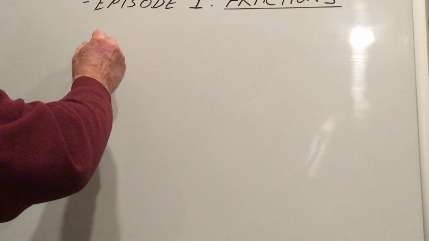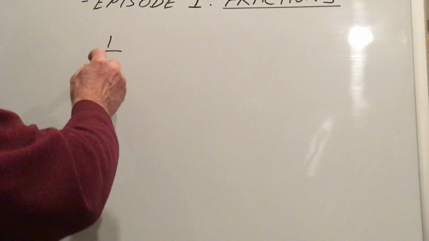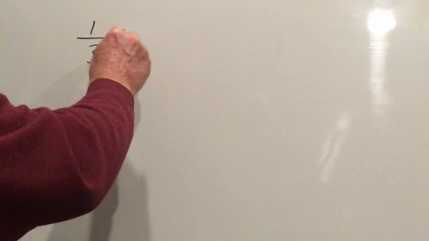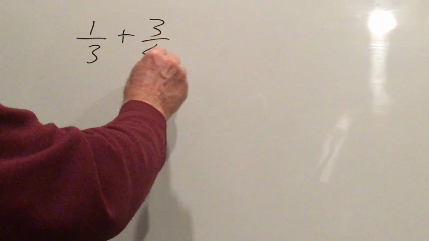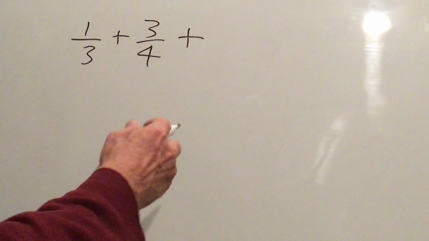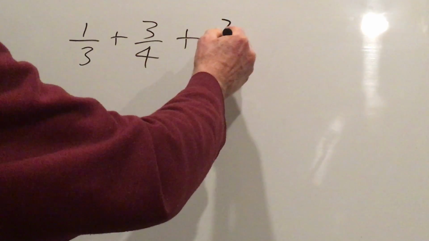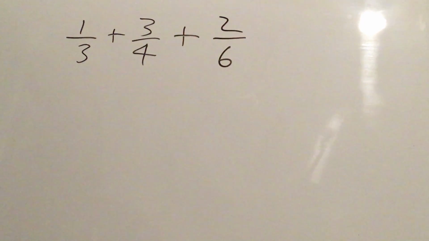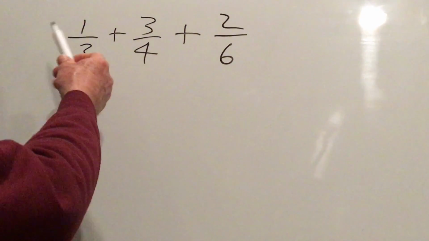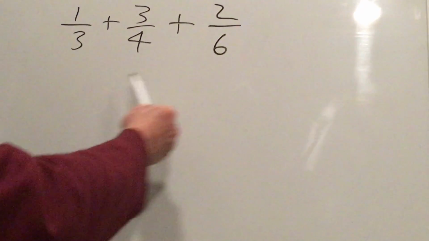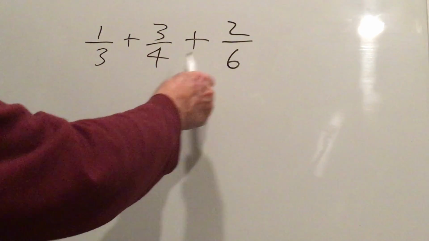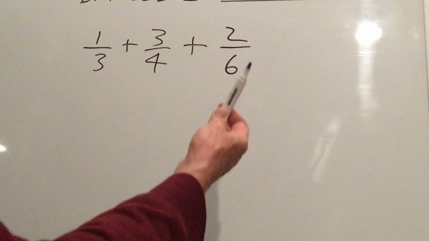Now finally, if we had, say, 1/3 plus 3/4 plus 2/6, we've got 3 different denominators. 3 goes into 6, but 4 doesn't go into 6. 2 goes into 4 and 6, but not into 3. What will we do here?